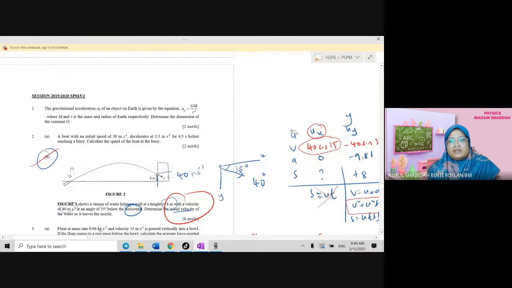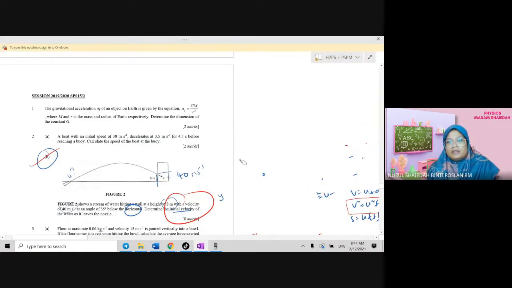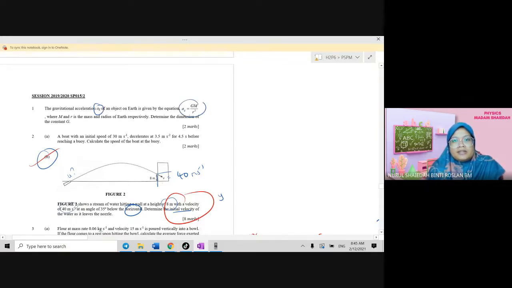Okay. So dia bagi apa ni? Dia bagi the gravitational AG, dia bagi AG sama dengan GM over R squared, where M dengan R adalah mass dengan radius of Earth. Determine the dimension of G constant. So dia suruh cari nilai G lah.